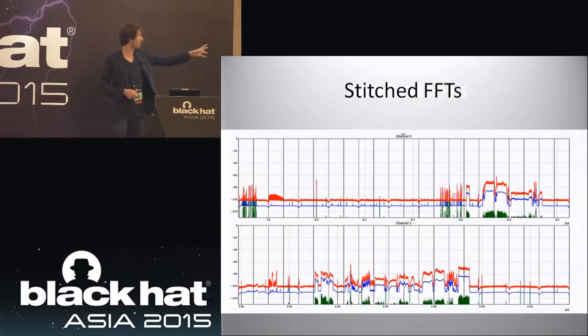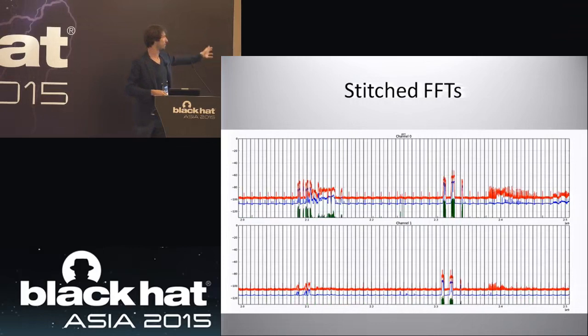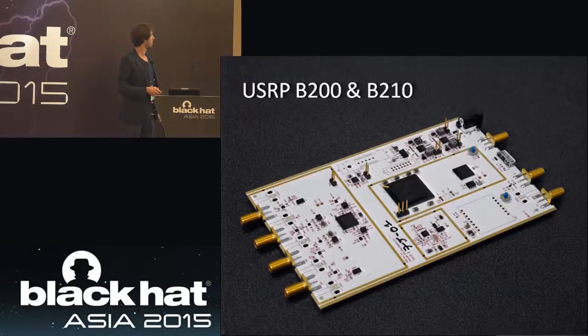And then you can do really wide band FFTs as well. So this is step through, and then you can stitch them all together. So this is the cell band, and then this is the ISM band, 2.4 gigahertz. And you can see all the various ISM energy signatures there.